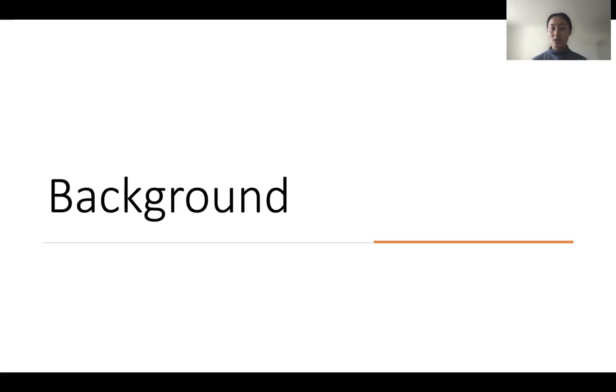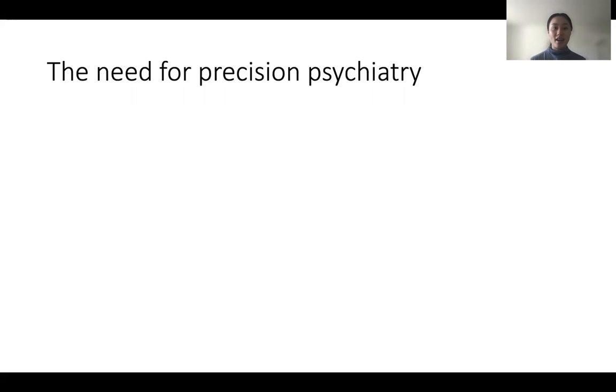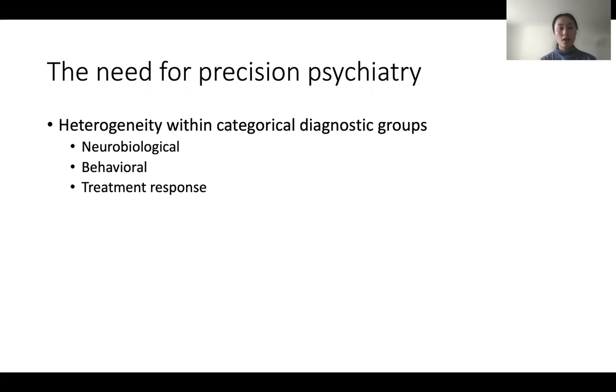Before we get into the nitty gritties of recurrent neural networks, let's take a step back and talk about why we need to do this kind of research. My research was motivated by the need for precision psychiatry. It is established that there's great heterogeneity within categorical diagnostic groups. For example, people diagnosed with depression can have very different neurobiological and behavioral features, and this explains why they might respond to the same treatment differently, even with the same diagnosis.